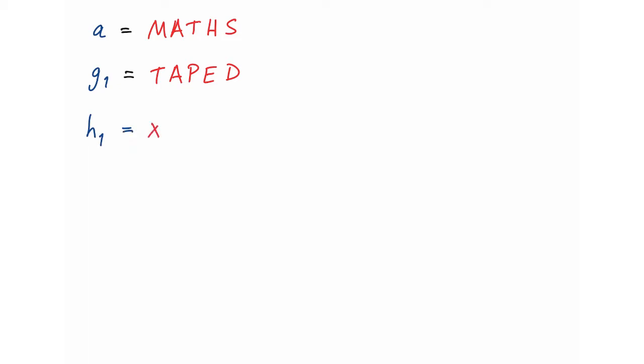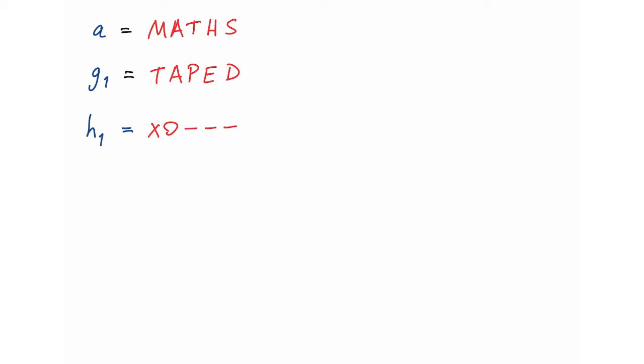As a concrete example, suppose the computer picks the word maths, M-A-T-H-S. So A is going to be equal to maths. And let's say in the first round we make a guess. The word that we guess is taped, as before. So we make a guess, the word taped, this is G1. Now H1 will just be the hint corresponding to the word taped, which will be this string.